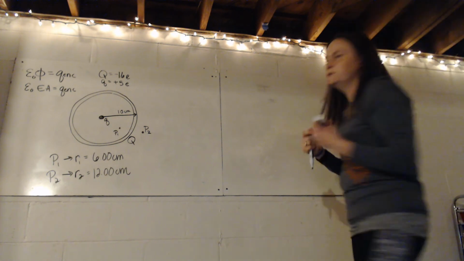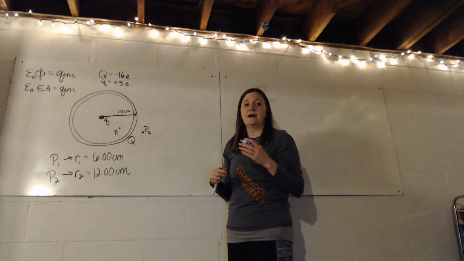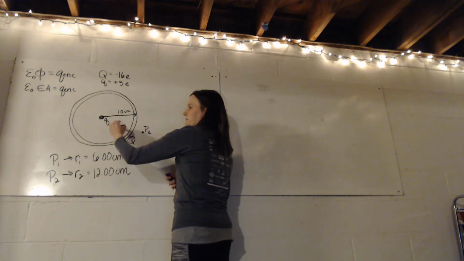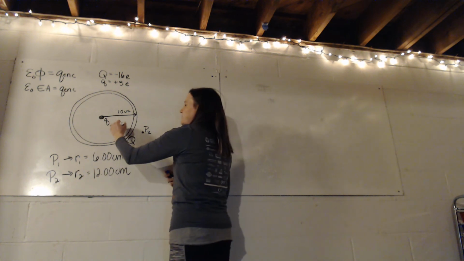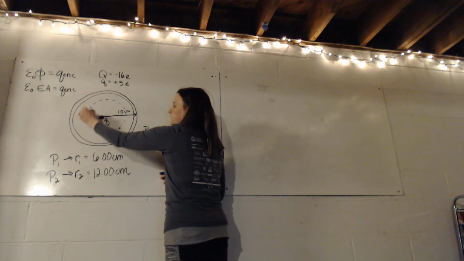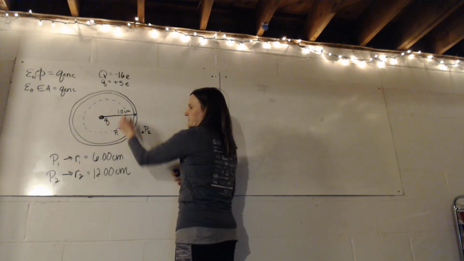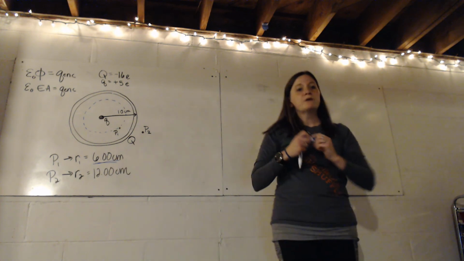For the point in question, P1, when I apply Gauss's law, I want to draw a Gaussian surface that has that point on it. Because there's clearly some circular geometry here, the Gaussian surface I'm going to draw, these blue dotted lines, hopefully they show up well for you, is going to be right here at the radius of P1, at this radius of 6 centimeters. And I want to find the electric field.